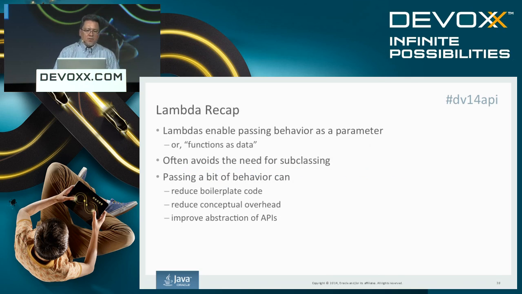All right, so I just went through several examples of this idea of passing behavior as a parameter. I could go on all day about this. But this is all over the JDK, and this is something that you should definitely think about how to add to your APIs when you reconsider them for Java 8. You can see we have these examples of reduction of boilerplate code, improving the semantics, reducing conceptual overhead, and basically making your APIs all around better.